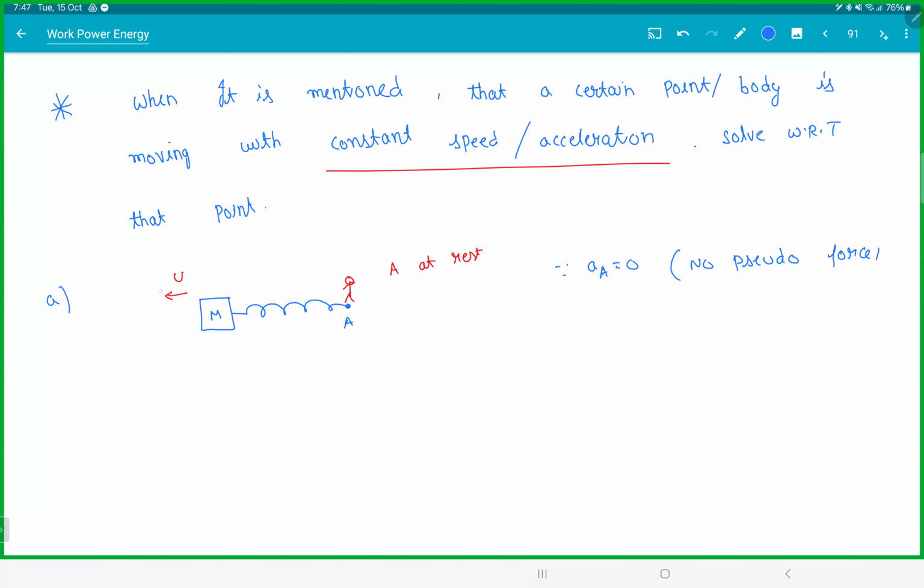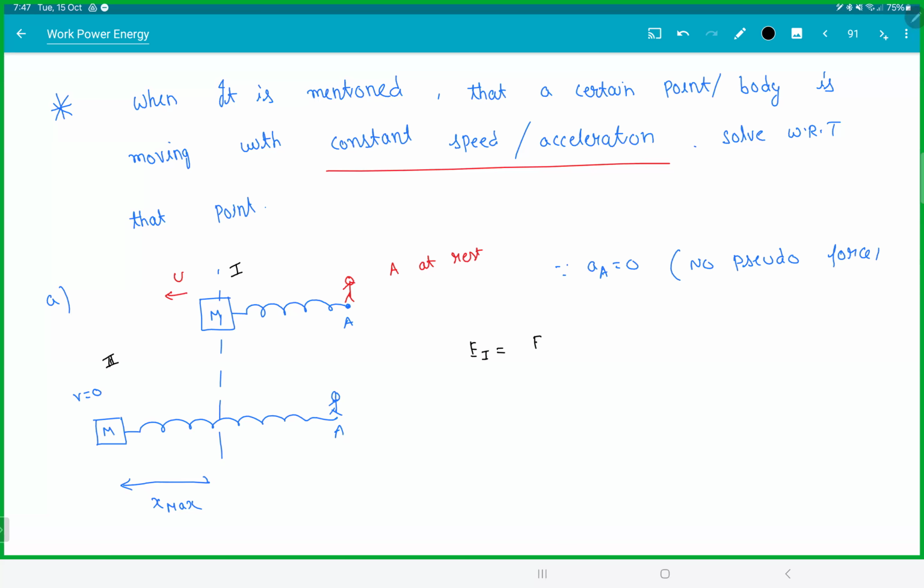So you're done. If you're pulling with U here, this block will go M here. Again, this is all with respect to A. A will think I'm not moving only. This will come to rest. This is your maximum compression. This is state one. This is state two.